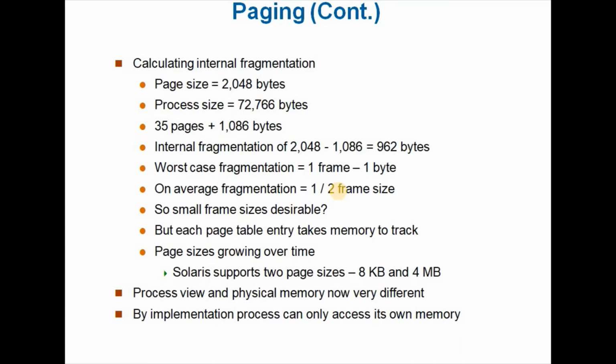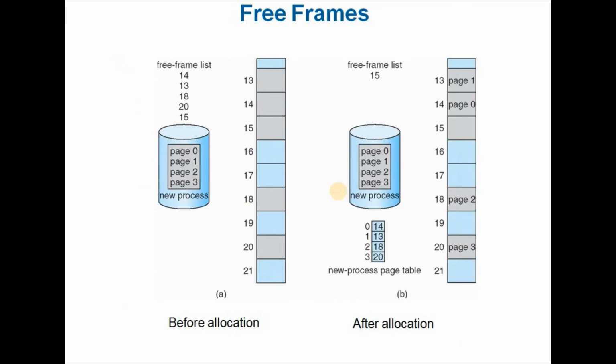Okay, then there is another picture. We can see the free frames. We will keep track of the free frames which are available in the primary memory. Here we can see that 14, 13, 18, 20 and 15 are the free frame list. And the new process pages 0, 1, 2, 3 are there. And we will map page 0 to the first free frame 14, the second to 13. That is, 13 is now no longer free. Then 2 to 18, because here the free list 14, 13, 18, 20 and 15 are there.